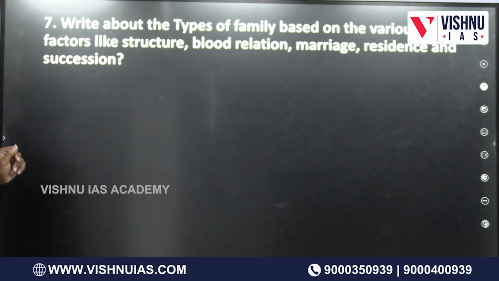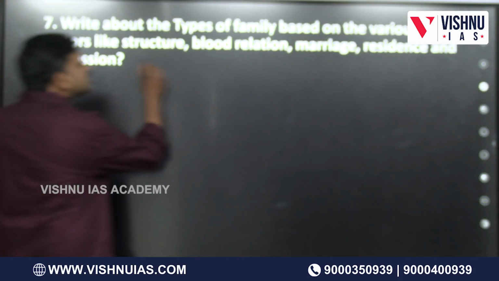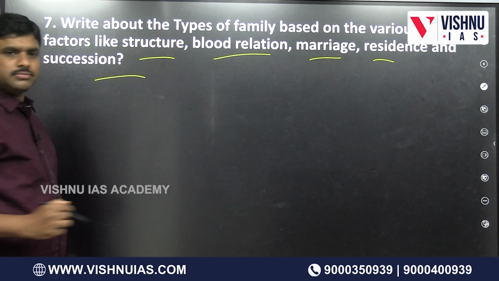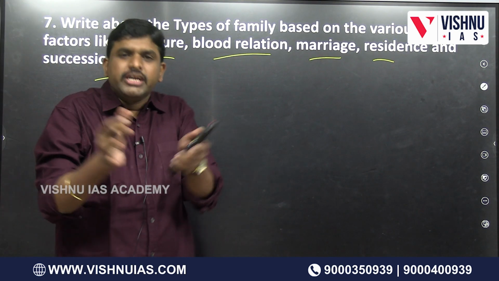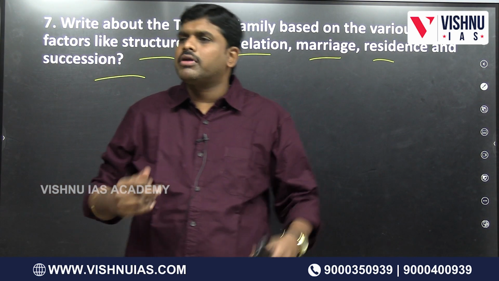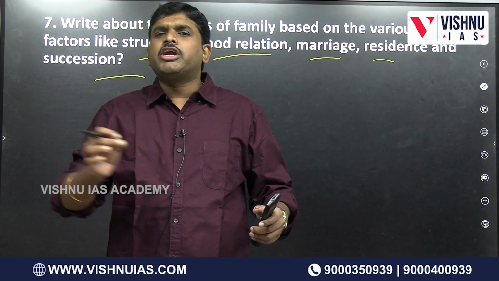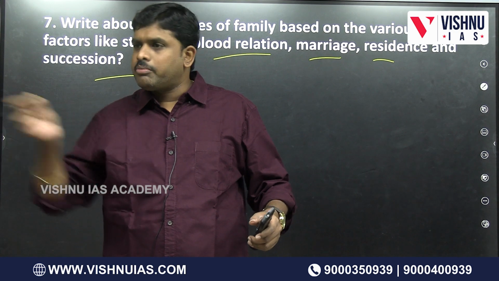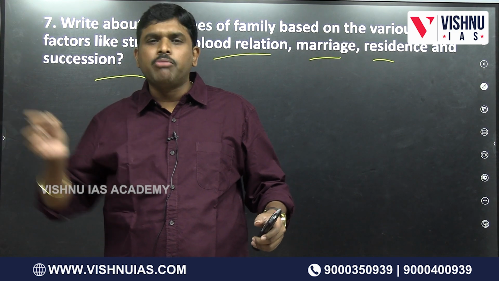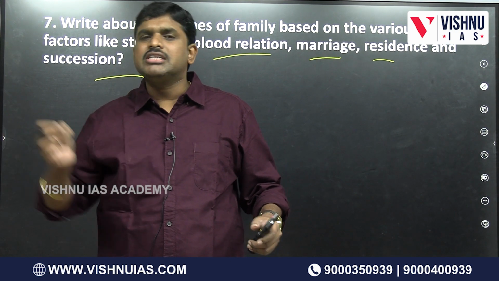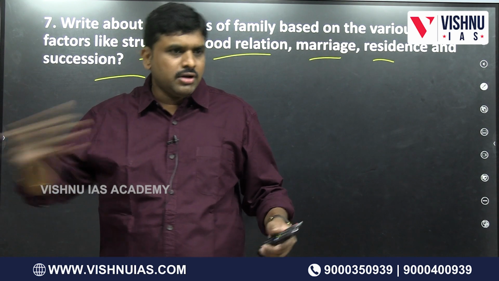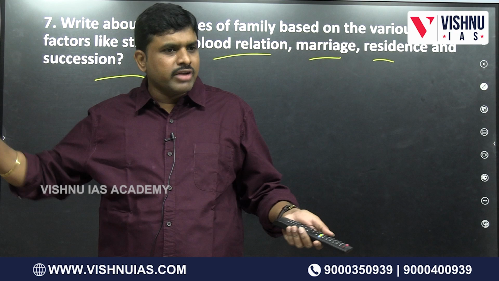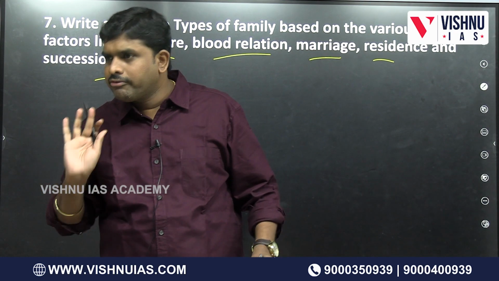Write about the types of family based on various factors like structure, blood relation, marriage, residence and succession. Again, see, the unit is small, so the questions are repeating, and you will write the same. The most important institutions of society are family, marriage and kinship, full stop. And family is regarded as the most important institution. The definition of family is given by Newton-Stephen. We will write his definition, and then the characteristics of family.